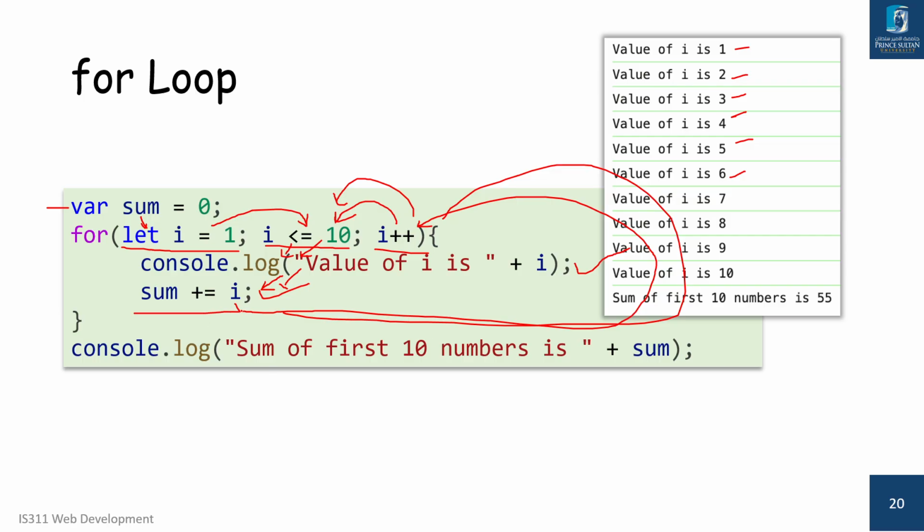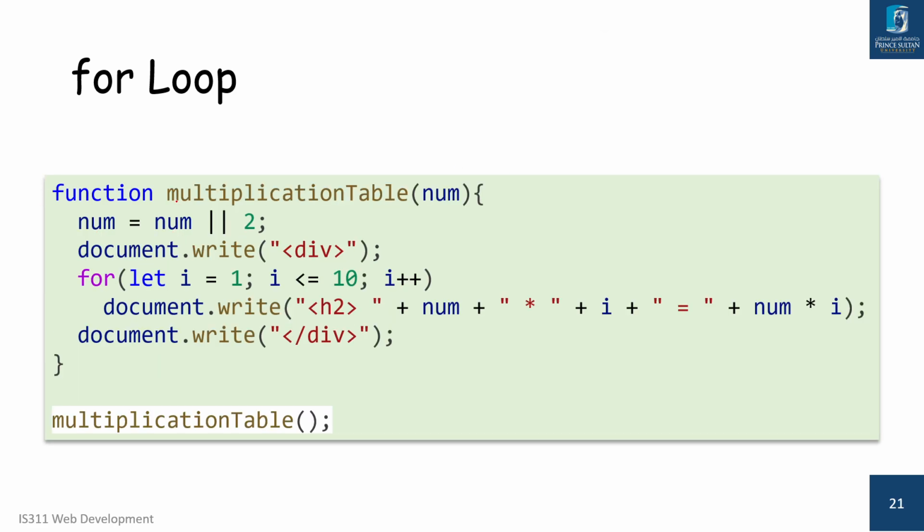So we are adding these values in the sum variable. At the end, we say the sum of the first 10 numbers is 55. So the sum 1 plus 2 plus 3 plus 4 plus 5 plus 6 plus 7 plus 8 plus 9 plus 10 will result in a value of 55. Okay, so again, we can do the loop here as well.